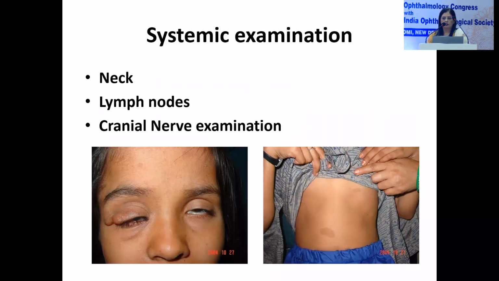Whenever we are doing the systemic examination, the lymph nodes should be palpated, and a detailed cranial nerve examination should be carried out. And as simple as a cutaneous examination, which can be done in the OPD, the presence of café-au-lait spots points towards neurofibromatosis.